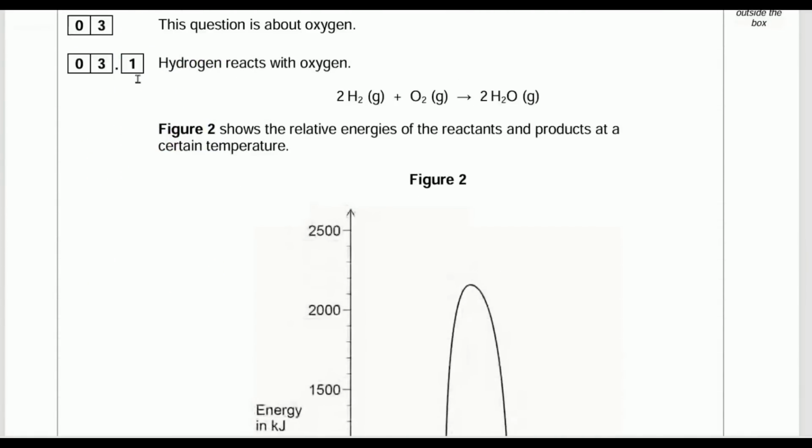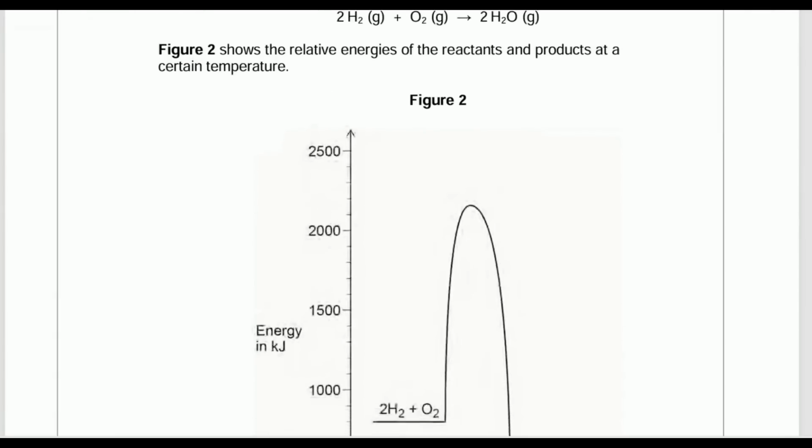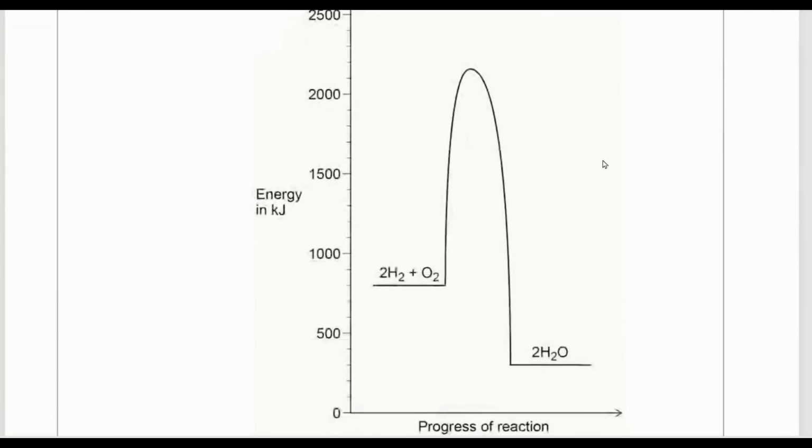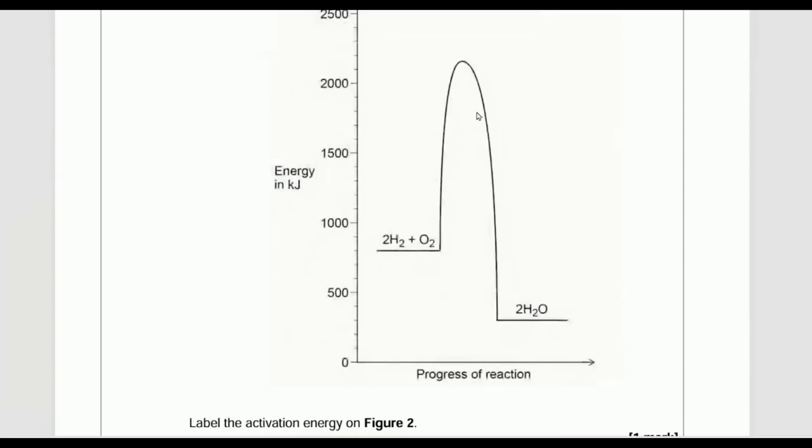This question's about oxygen. Hydrogen reacts with oxygen: 2H2(g) + O2(g) goes to 2H2O(g). Figure 2 shows the relative energies of the reactants and the products at a certain temperature. Here's figure 2. Ooh, fancy. You don't normally get numbers on these ones. Okay, so we've got kilojoules of energy: 500, 1,000, 1,500, 2,000, 2,500.